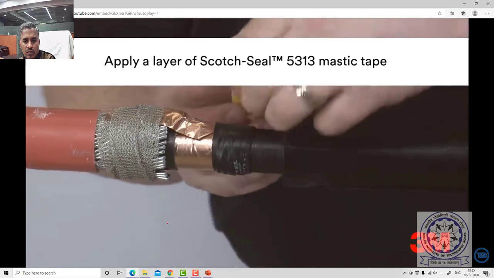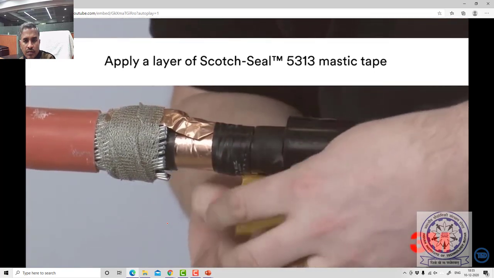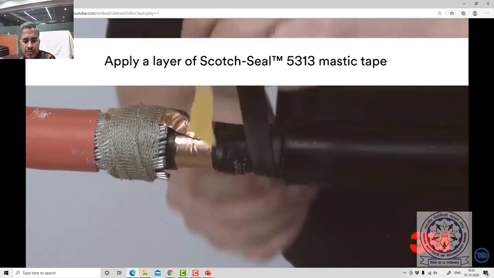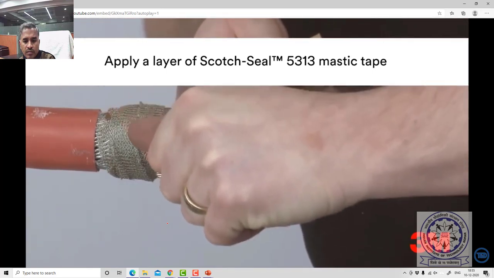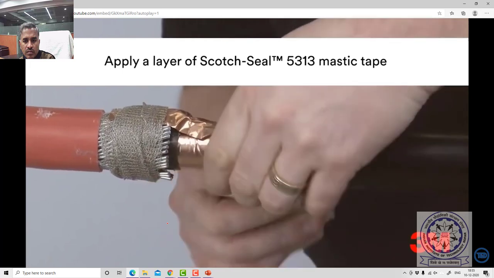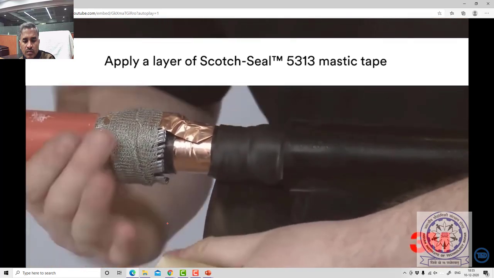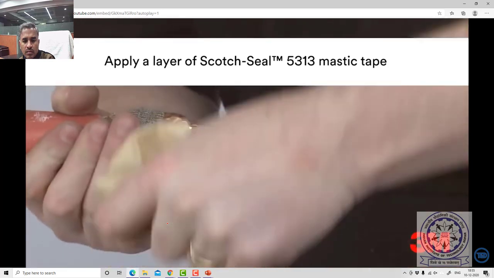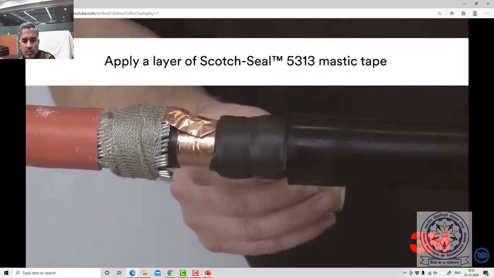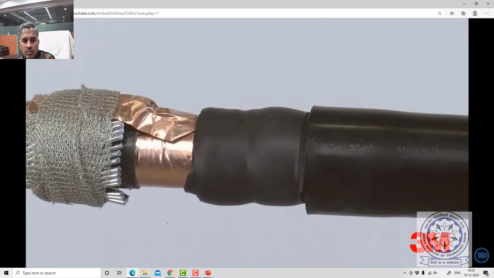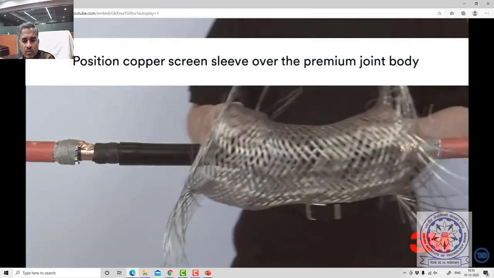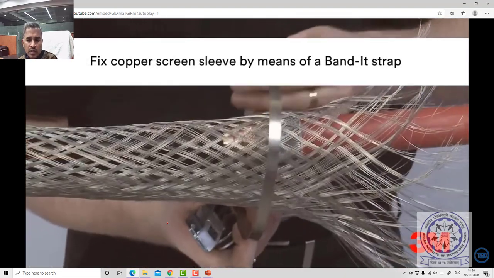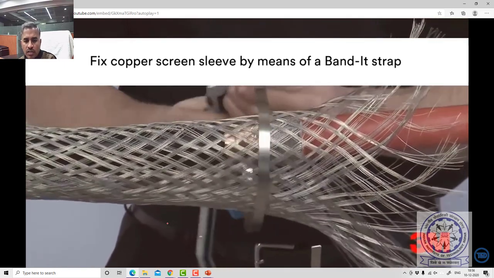Scotch Seal 5313 mastic tape is applied between the end of the joint body and the copper tape screen and overtaped with Scotch 2228 tape. The sleeve is then repositioned over the joint. It is then fixed in place with bandit strap and installed using a bandit pocket tool. This provides a complete 360 degree earth screen around the joint.